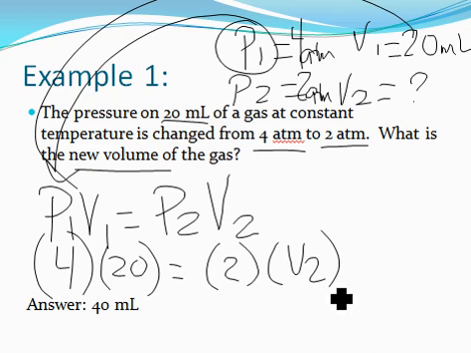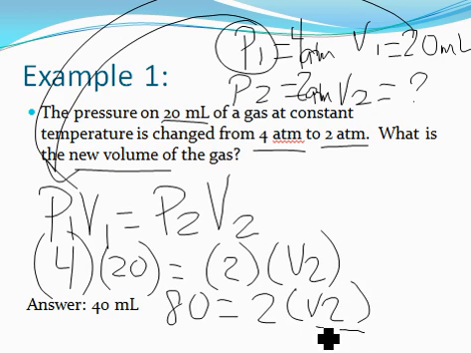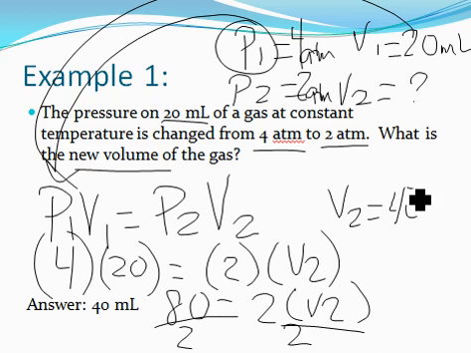If you want to leave it as V2, you could leave it as V2. If you want to put an x, you could put it as x. So 20 times 4 is 80 equals 2 times V2. And then you would divide by 2 to get V2 all by itself, and we get V2 equals 40 milliliters.